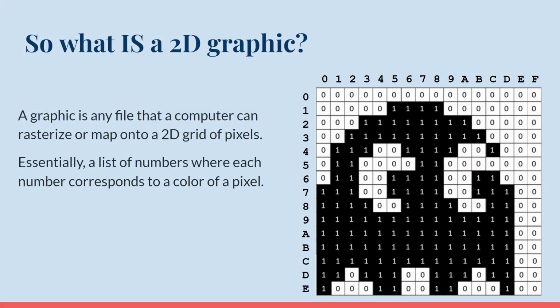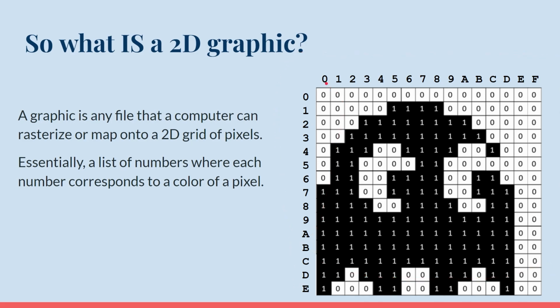So let's dig in. What is a 2D graphic? Well, when it comes to computers, and especially when it comes to video game consoles, a graphic is any file that a computer can rasterize or map onto a 2D grid of pixels. What does that mean? It means that an image, in terms of a video game console, is just a list of numbers. A list of numbers where a number or a group of numbers corresponds to the color of a pixel.